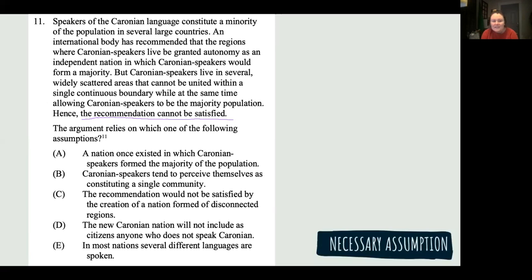But Curonian speakers live in several widely scattered areas that cannot be united within a single continuous boundary, while at the same time allowing Curonian speakers to be the majority population. So we run into this problem: wait, all the Curonian speakers actually don't live in Michigan. They live all over the United States. So where would we actually draw these lines? The recommendation that they be granted autonomy as an independent nation in which they form the majority cannot be satisfied, because where they currently live, the lines just cannot be drawn to make it happen.